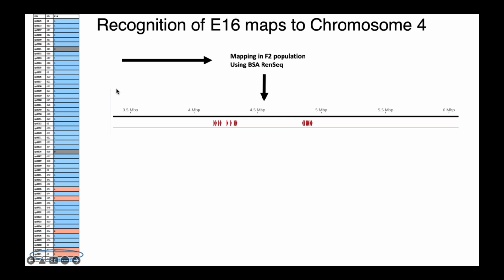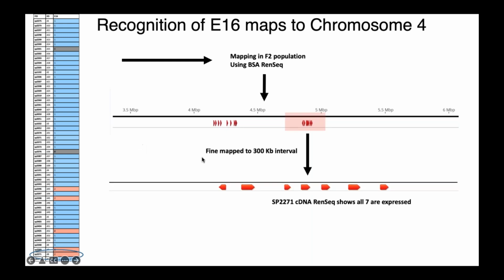And then by simply performing mapping in an F2 population using bulk segregant RenSeq, we identified a locus which contains 2 different clusters of NLRs. So each of these red annotations represents 1 NLR. And then by doing some marker screening and fine mapping, we identified a 300 kilobase interval, which contained just 1 of these clusters. And this has 7 paralogs in SP2271.